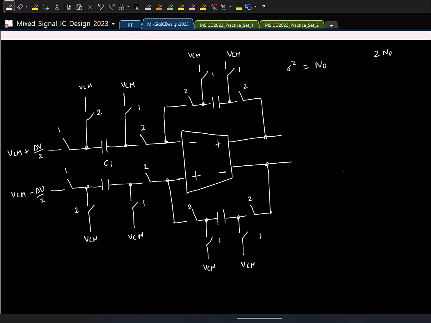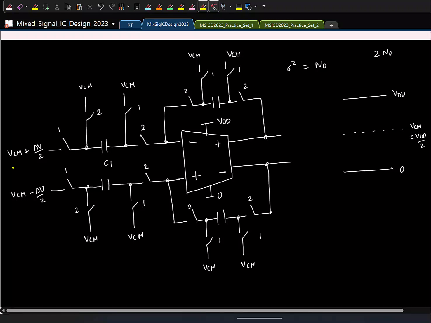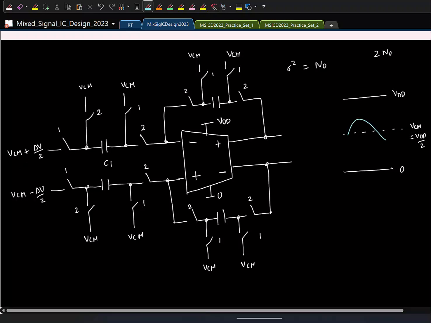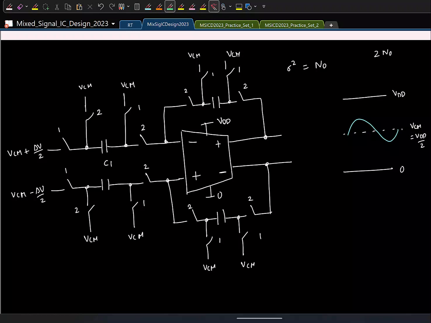So, another minor thing I want to clarify is, the way we have it, this is all powered from VDD and 0. So the common mode is around the mid supply, VDD by 2. One of the inputs is going above VCM, the other input is going below VCM, right? That's how we are applying it. If one input does this, the other input will basically do this. So let's say this is our VCM plus delta V in by 2.